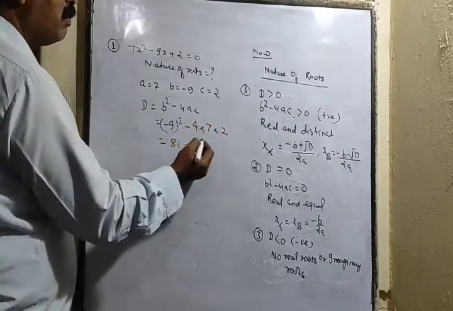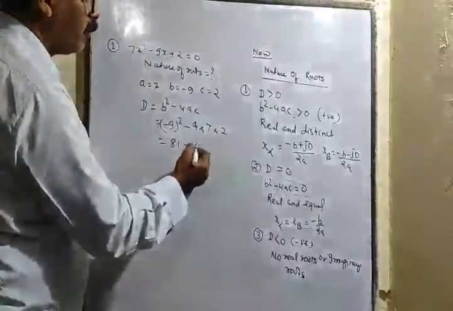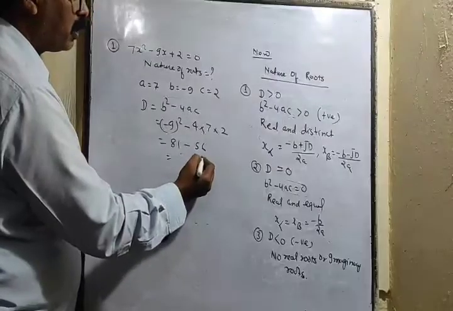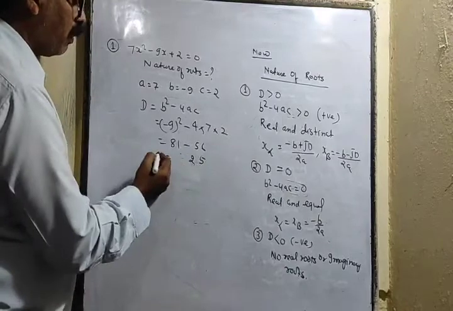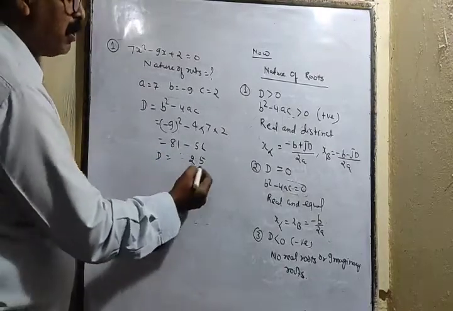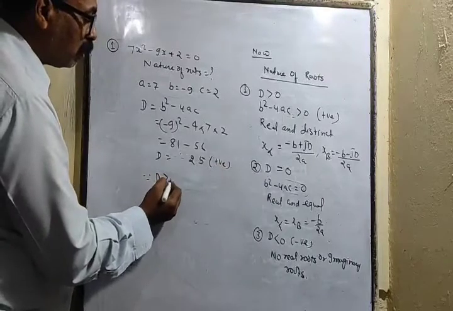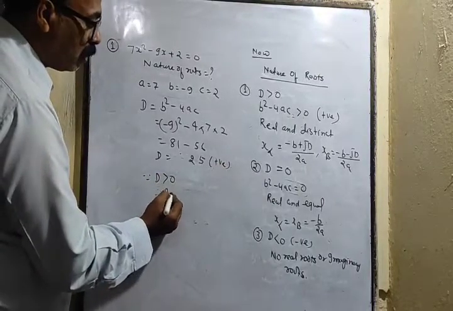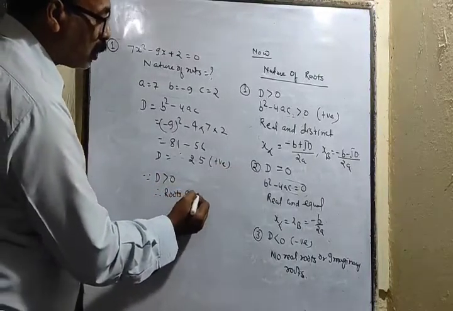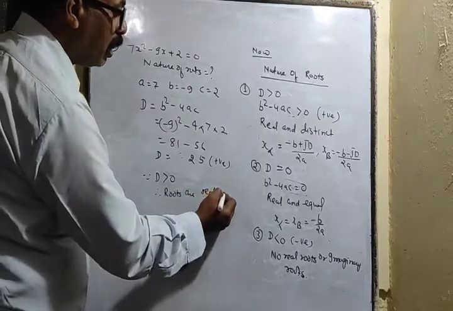So it will be 81 minus 4 times 7 is 28, times 2 is 56. 81 minus 56 is 25. So D is 25, meaning it is a positive value. So write: since D is more than 0, hence roots are real and distinct.